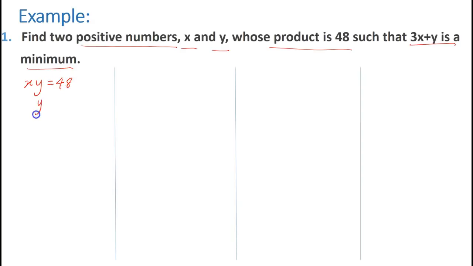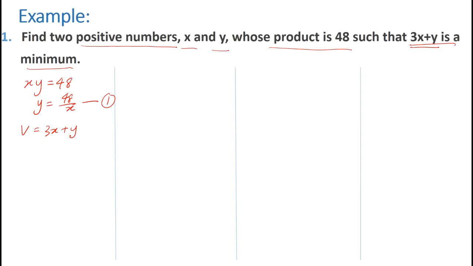Okay, so we put y in terms of x. So we have y equals 48 divided by x. So this is our first equation. Okay, so based on the question, we know that we want 3x plus y to be a minimum. Okay, we let the value of 3x plus y be v. So we will have v equals 3x plus y.